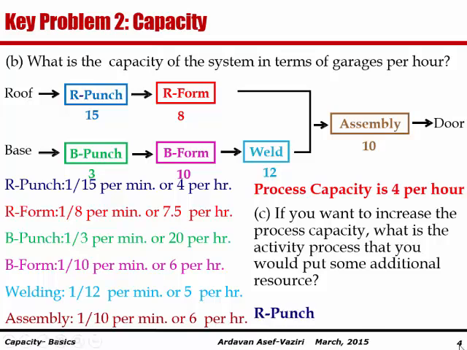Before going there, let's talk about a concept called utilization. Utilization is throughput of the resource divided by its capacity. No resource can perform at 100% capacity, but for a minute, let's assume that R punch can work at 100% capacity. If R punch can work at 100% capacity, which is 4 per hour, then what is the utilization of the process and what is the utilization of each of the resources?